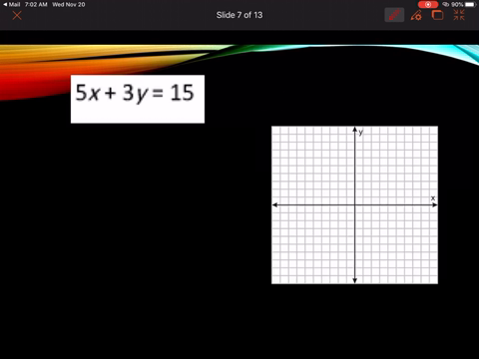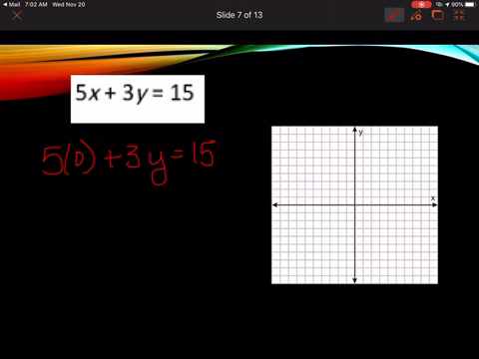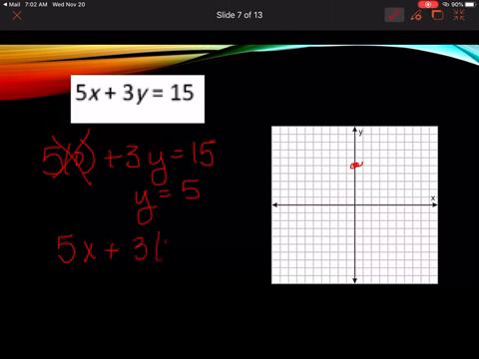So one more. We're going to go 5 times 0 plus 3y equals 15. This is going to cross out, divide by 3, and y equals 5. So I go to 5. I put my dot. Then I'm going to have 5x plus 3 times 0 equals 15. I divide by 5, so 3 equals x. So I go to 3. Then I draw a line through my 2 points.